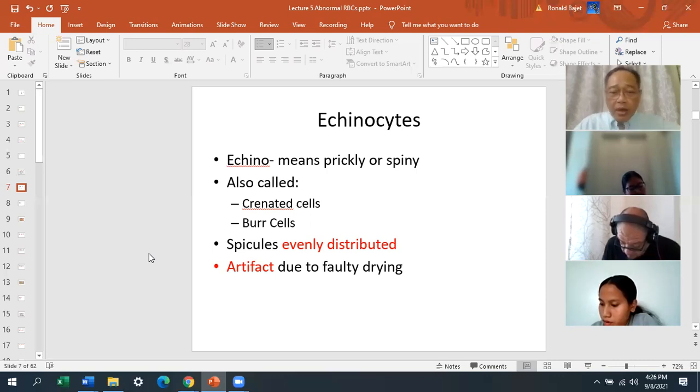In my training, I had to distinguish between crenated and burr. The crenated are the sharp spicules on the cell, and the burr cells are like bumps, evenly distributed on the surface of the red blood cell. Crenated cells are an artifact due to faulty drying.